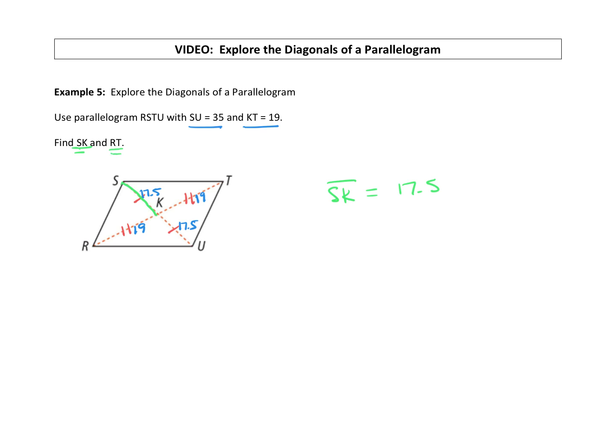And then find RT. So RT is this full segment. We've got one part of it at 19, the other part of it at 19. So all we have to do is add those together. RT is equal to 19 plus 19, which gives us a total length of 38.